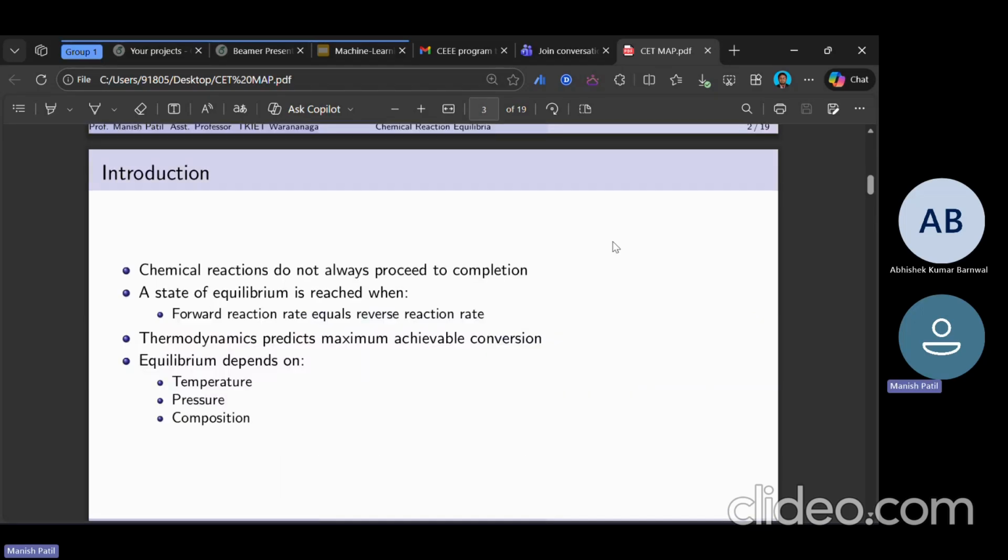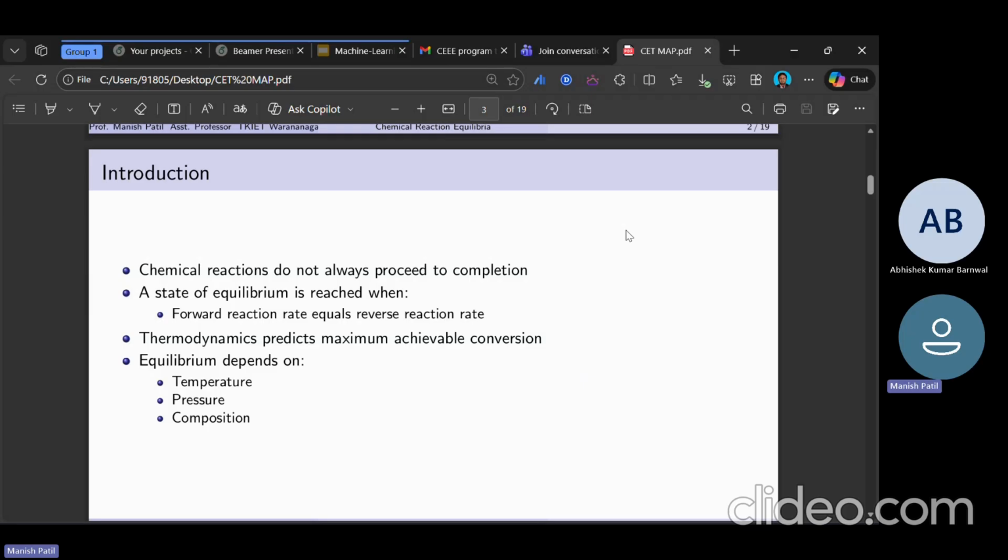So in the introduction, I'm going to discuss what I mean by chemical reaction equilibrium. In chemical engineering, we are not only interested in whether the reaction can occur, but how far it will go. In industries, raw materials cost money, energy costs money, and separation also costs money. Therefore, understanding equilibrium helps us answer what the maximum possible conversion is, what the final composition of the reactor will be, and whether it is economically feasible to run the reaction.